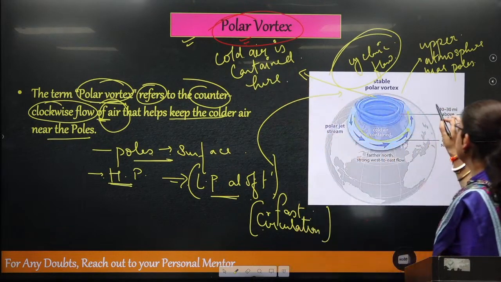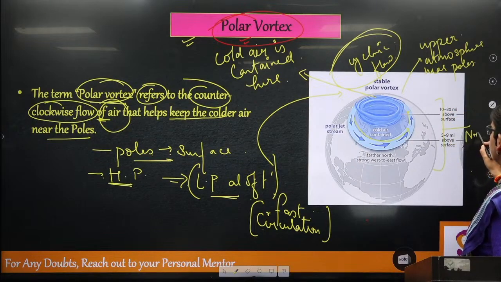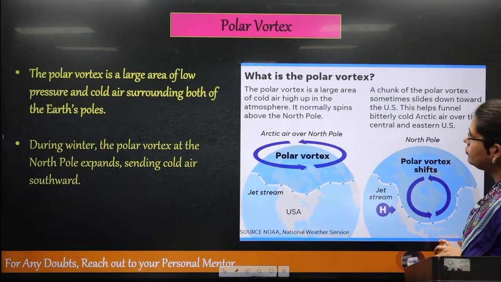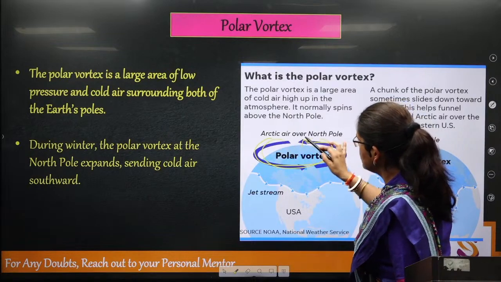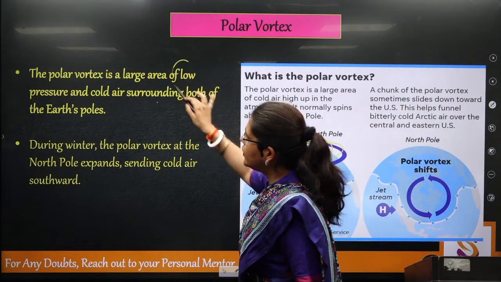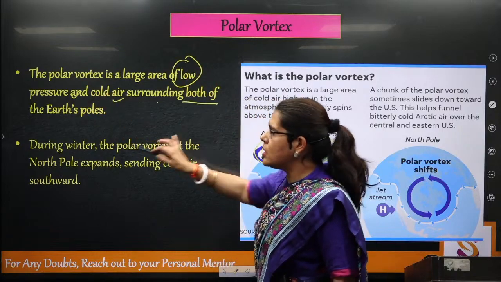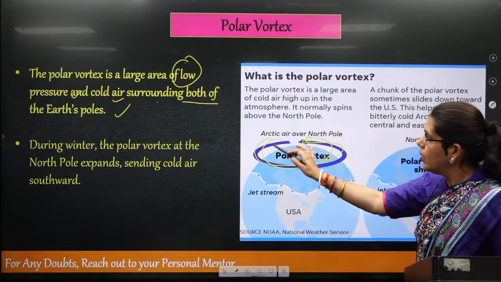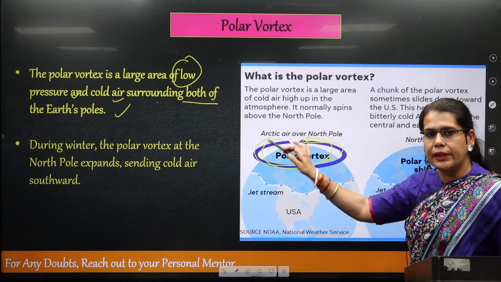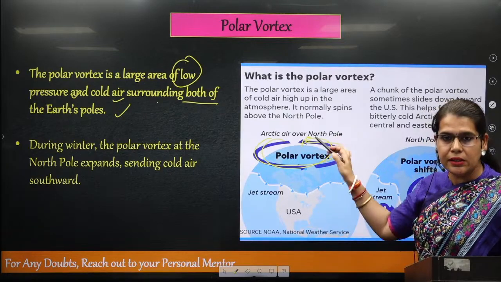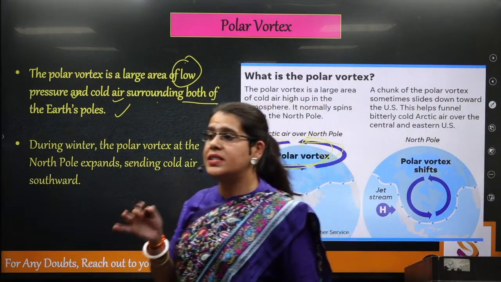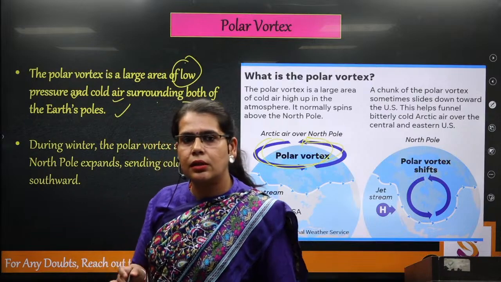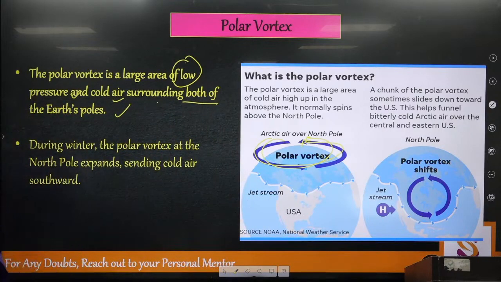Now this is a normal year, a normal time period. Here what do we see? The Arctic air over the North Pole. This is associated with the low pressure and the cold air surrounding both of the Earth's poles. It is very prominently developed during the winters because the contrast is very great. But there can be certain conditions when this polar vortex will disrupt. In the normal years, when this condition is sustained, the cold air will be contained near the poles in the upper atmosphere.